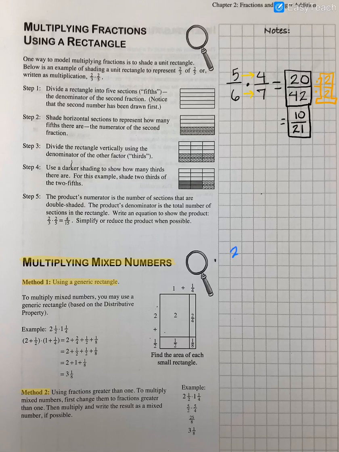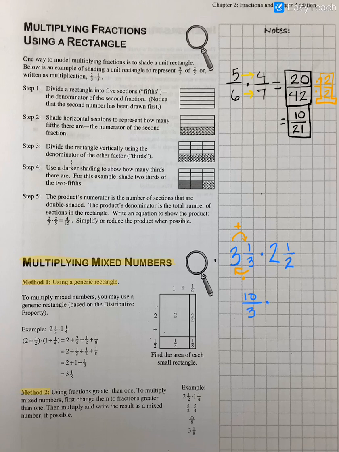So let's look at the example. 3 1/3 times 2.5. So our first step is to turn these into fractions greater than 1. To do that, you multiply 3 times 3 and then add 1. So you multiply the denominator times the whole number in front and then add the numerator. 3 times 3 is 9, plus 1 more is 10, and the denominator stays the same.